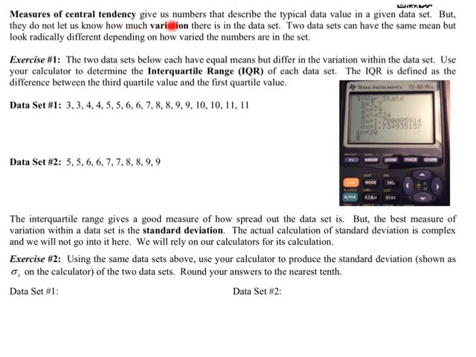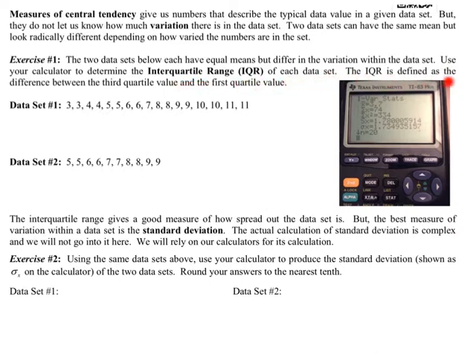Measures of central tendency give us numbers that describe the typical data value in a given data set, but they do not let us know how much variation there is in a data set. Two data sets can have the same mean but look radically different depending on how varied the numbers are in the set. Exercise number 1. The two data sets below each have equal means but differ in the variation within the data set. Use your calculator to determine the interquartile range of each data set.